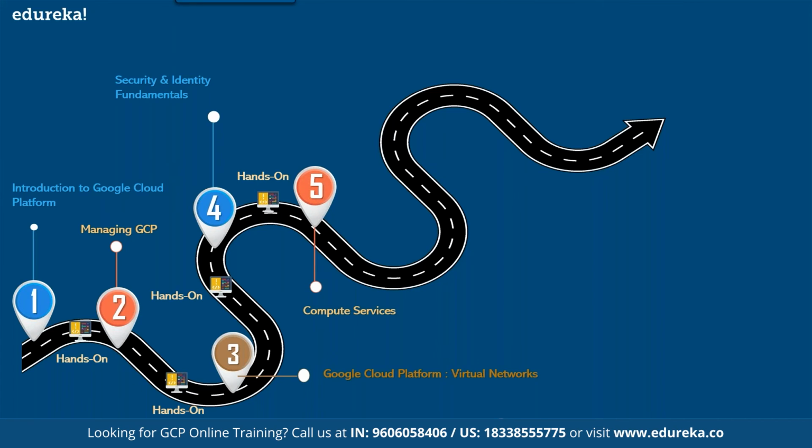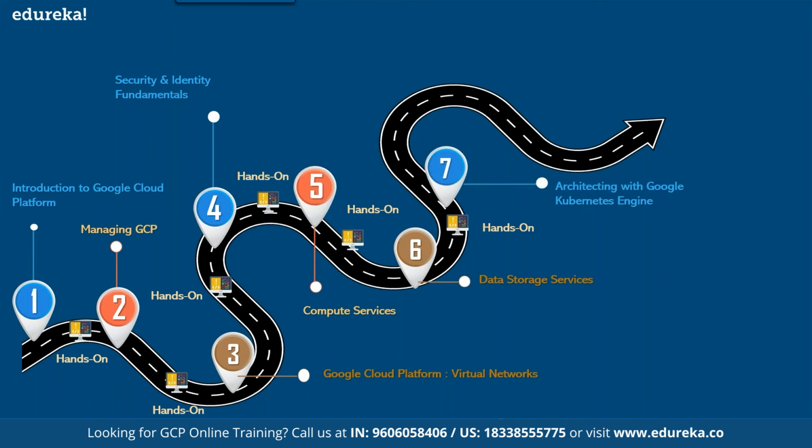Then you're going to learn compute service. So what are the different compute services that it provides, different kinds of virtual machines that you can create, and all those kind of stuff, and the practical hands-on of it. In the next class, which is the sixth class, you're going to learn about data storage services, how you can store the data, what are the different services being provided for data storage, and the hands-on on it. Then you're going to learn about Kubernetes. So you're going to learn about microservices, Docker, Kubernetes, and the hands-on on it.